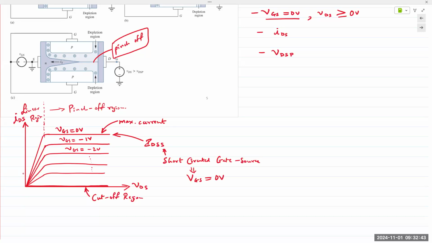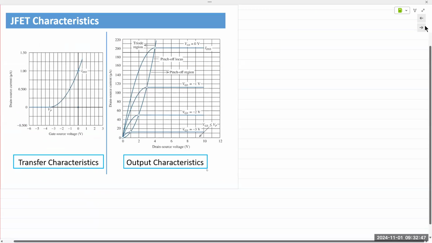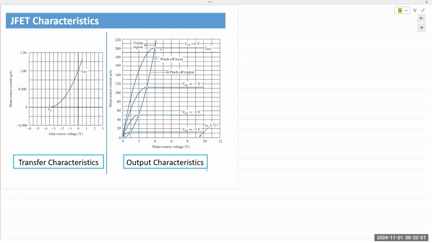I have a better graph on the next page. Right here. So this is the maximum IDSS where VGS is equal to 0. This is the pinch-off region. And this is the linear region or the triode region. And we'll talk about the linearity in just a bit.